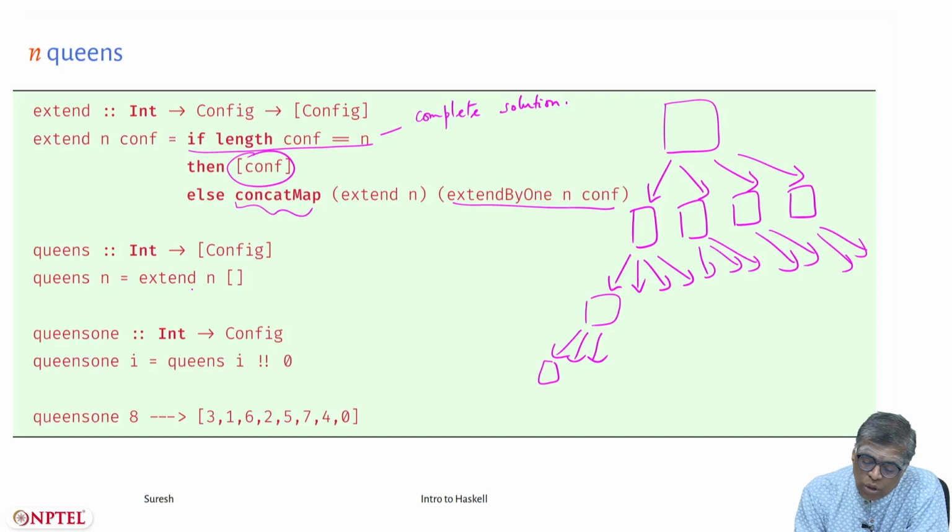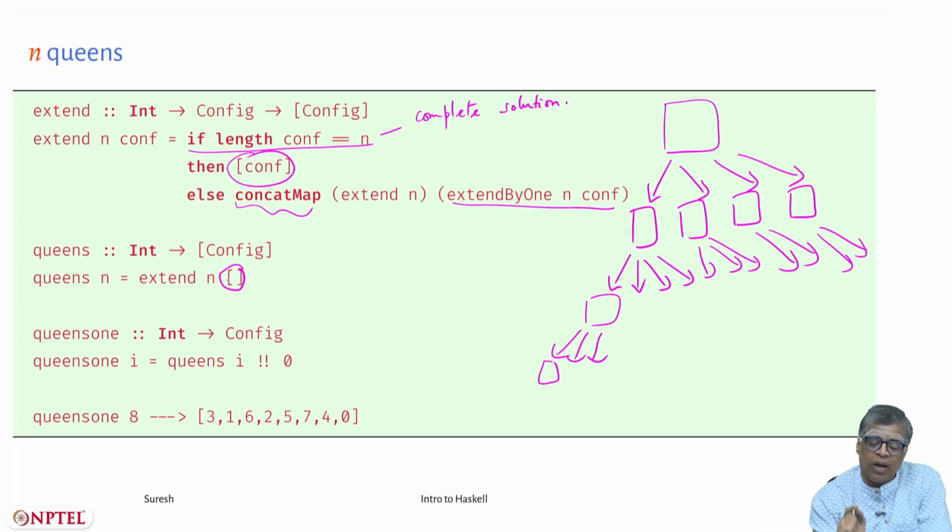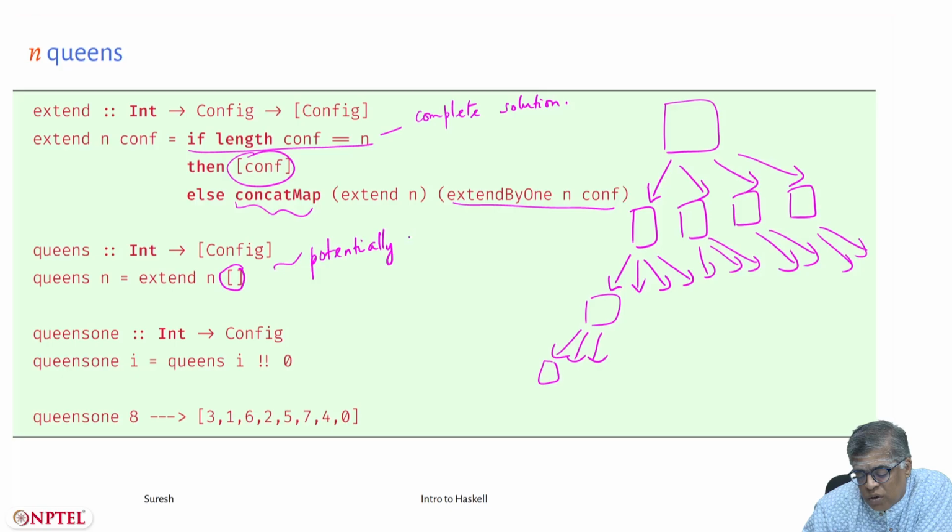Fine. So that's my solution. Now if I want to solve the n queens problem, I just want to say start with the empty solution. There is no solution to begin with, and just keep extending it, or think of it as the empty solution and keep extending it till you reach a configuration with n queens. And this itself is a potentially long or infinite list.